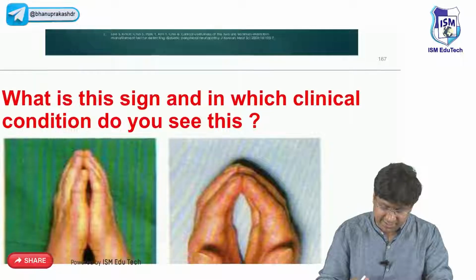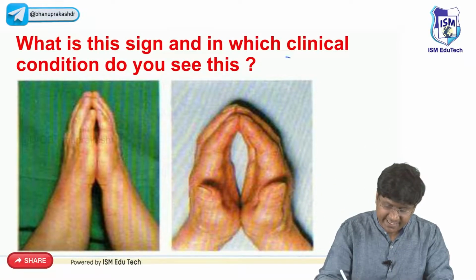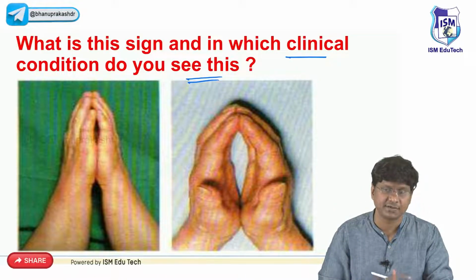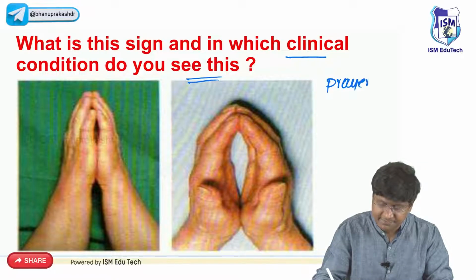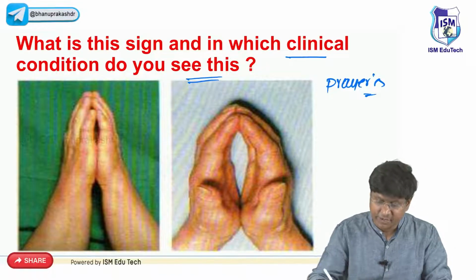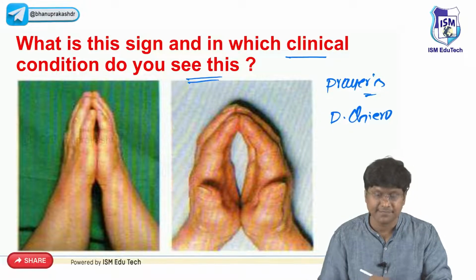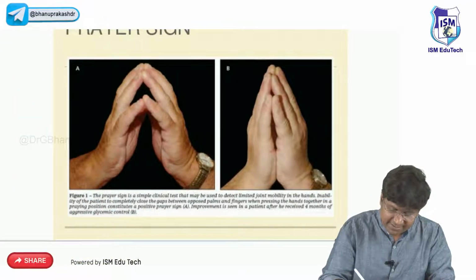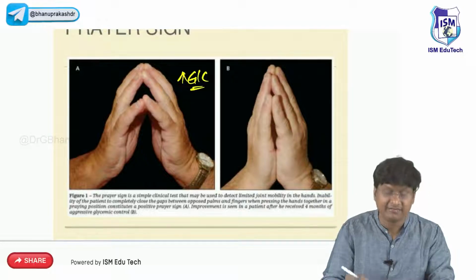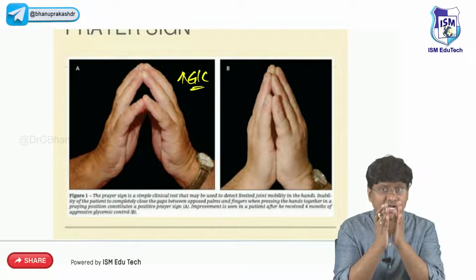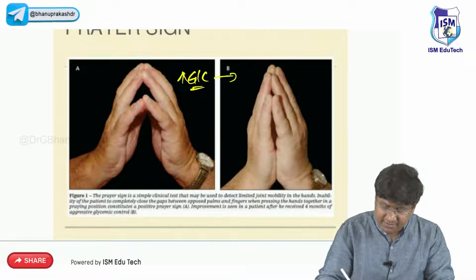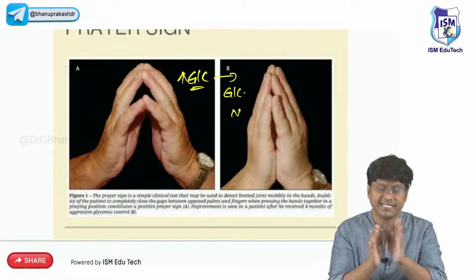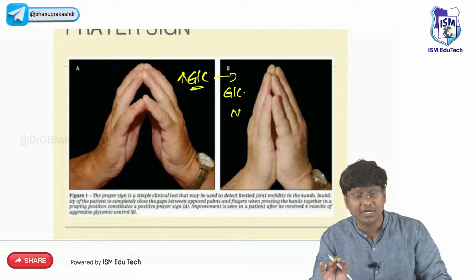Then next, what is this sign and in which clinical condition do you see this? This is the one which is asked many times in previous year questions. This is called the prayer sign, and we call it diabetic cheiropathy. So in these patients, when the blood glucose levels are very high, they will have difficulty in approximating both the arms together. When the blood glucose level returns back to normal, then they will be able to approximate both the hands. That is what is called the prayer sign, which is diabetic cheiropathy.